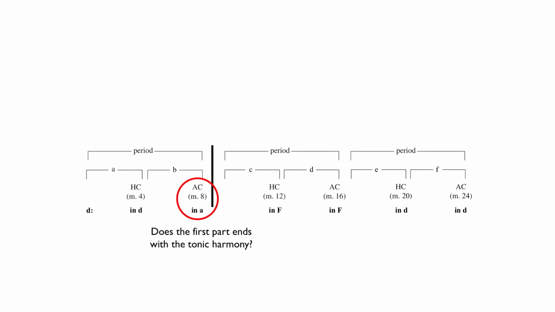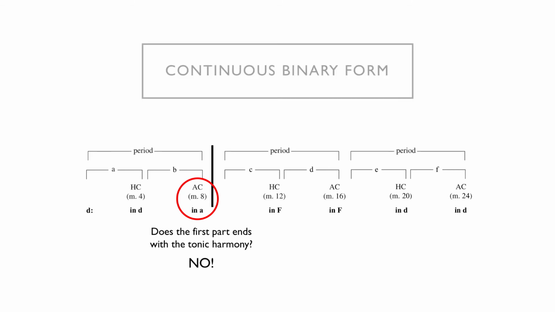The question is, does the first part end with the tonic harmony? In this case, the answer is no. Then it is not a sectional binary. It is a continuous binary. And this is the second type of binary that we are going to learn.